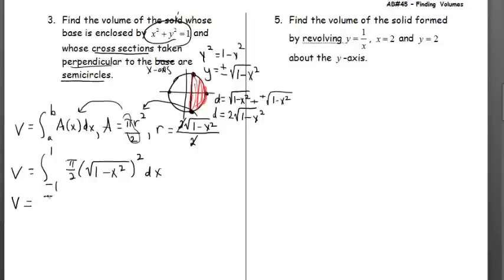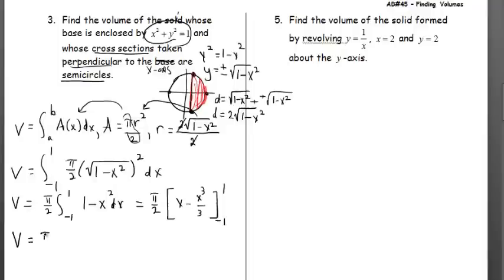Okay, cleaning it up, I'm going to pull the pi over 2 out front, squaring a square root. Okay, I think I can go to the right a little bit. Antiderivative, x minus x cubed divided by 3, evaluated from -1 to 1. Okay, plug in 1 minus a third, minus, plug in -1, so that's -1. -1 cubed is -1, but I still have this minus, so that's going to be plus 1/3.